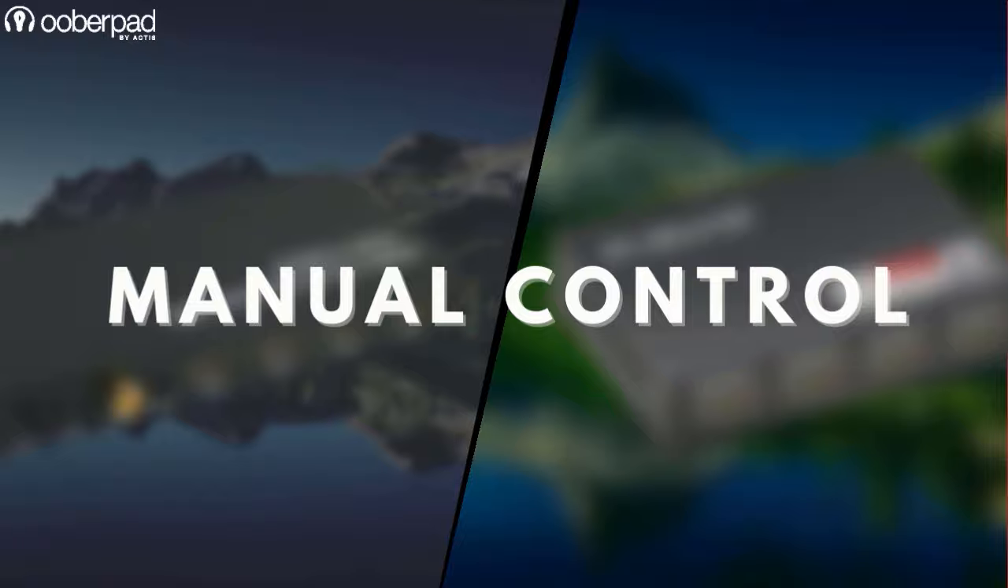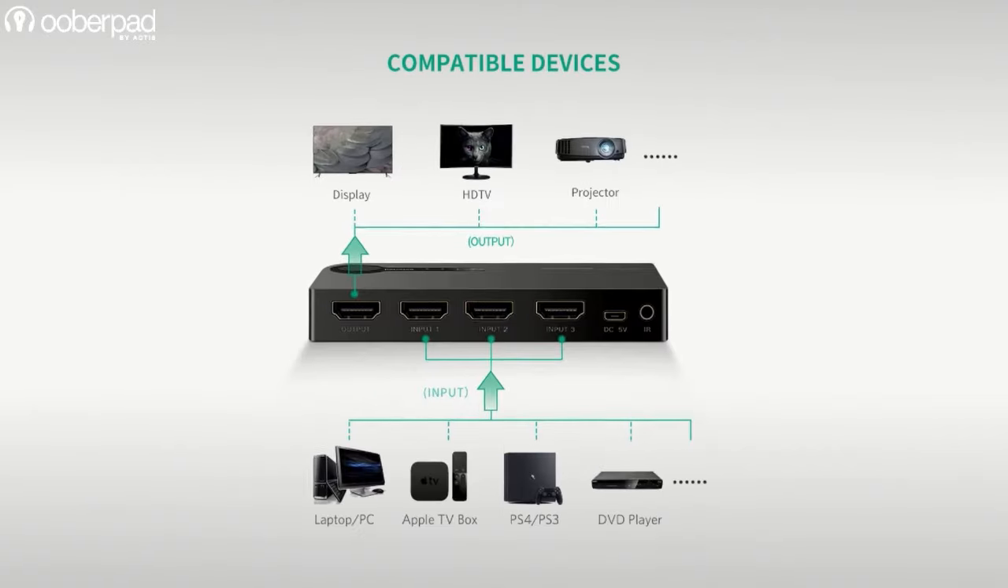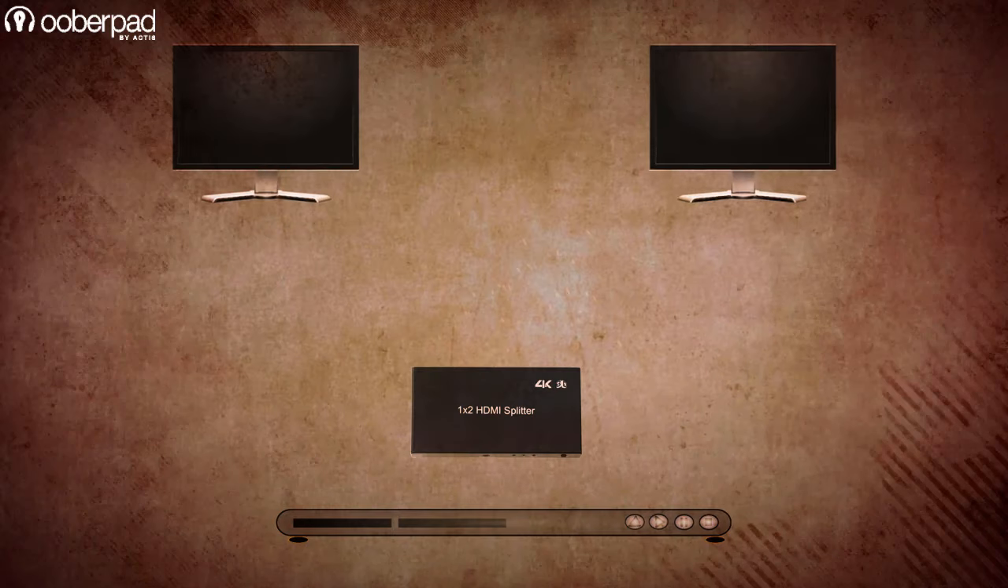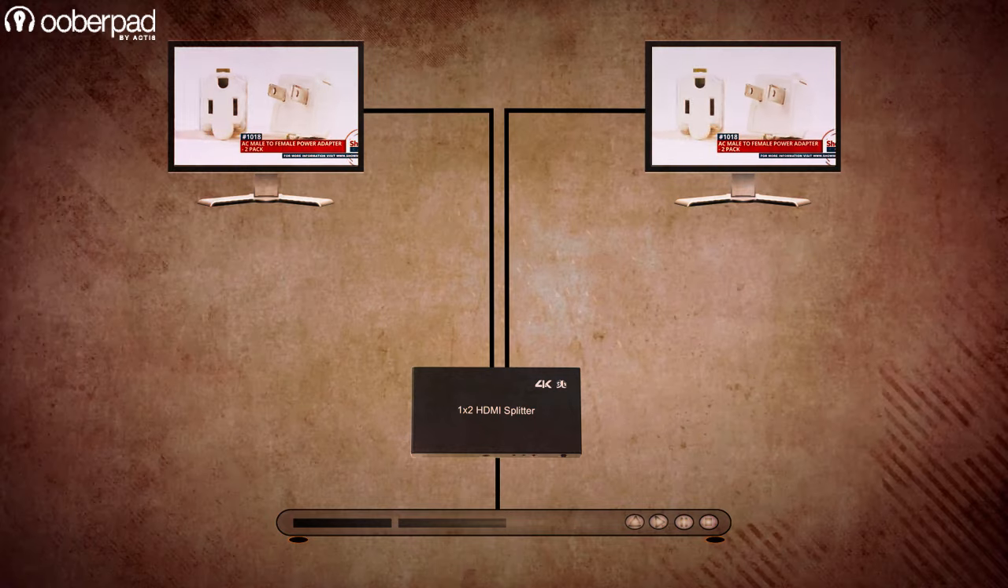Manual control. A switcher allows you to manually choose which output or device you would like to connect using a physical switch button or a remote. A splitter splits the signal automatically and the source signal will be displayed to every output.